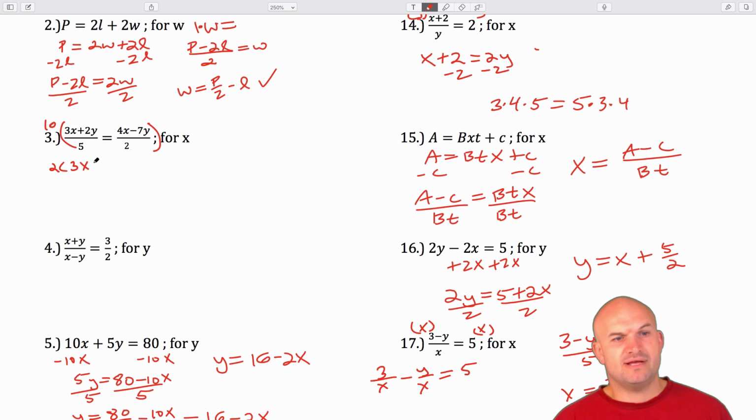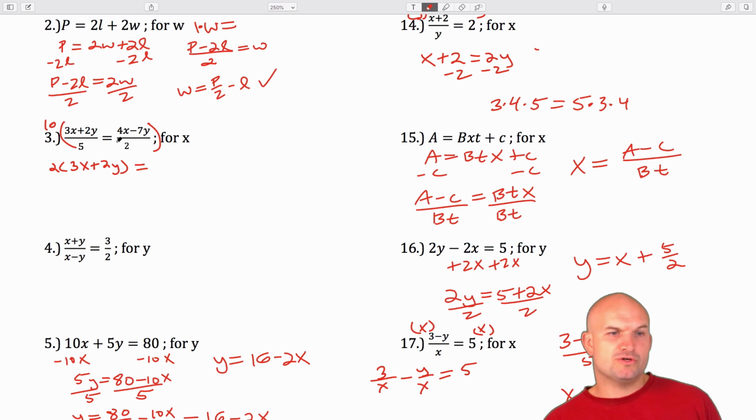So that's going to be 3x plus 2y is equal to, and then if I multiply here, that 2 goes in there, that's 5 times 4x minus 7y. All right, so basically by multiplying by the 10, 10 divided by 5 is 2 times. When I multiply 10 here, 2 divides into 10 5 times.